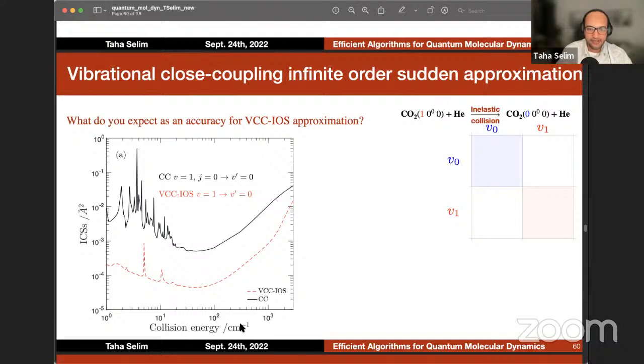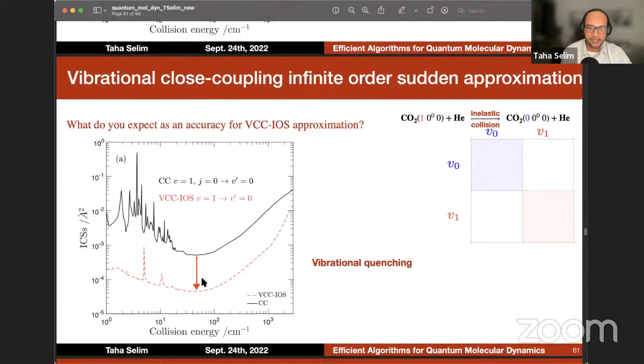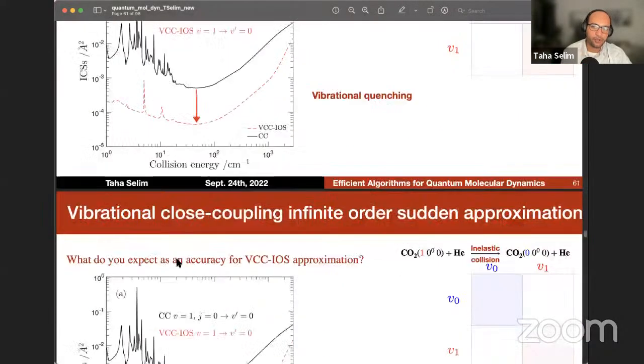On the x-axis we see the relative collision energy, the energy with which the molecules approach one another, and the integral cross sections, the ones from which we compute the collision rates. What we see here is a very big difference between the two lines. The exact calculation is there, and the VCC IOS is really way below for this vibrational relaxation. So the efficiency of this process, or the collision rates, is out by a few orders of magnitude.